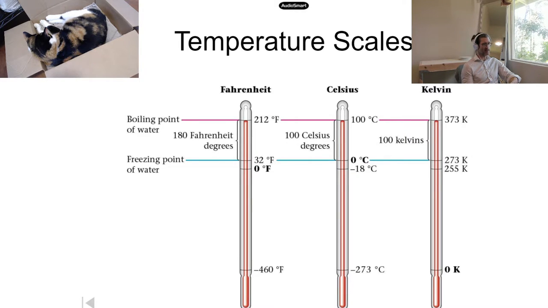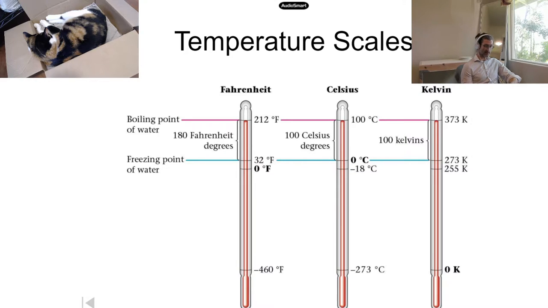So 0°C is the freezing point of water, and then it orients itself around properties of water, and the boiling point of water is then 100°C. So there are 100 Celsius degrees between the freezing point and boiling point of water. Makes it nice and simple, easy units.